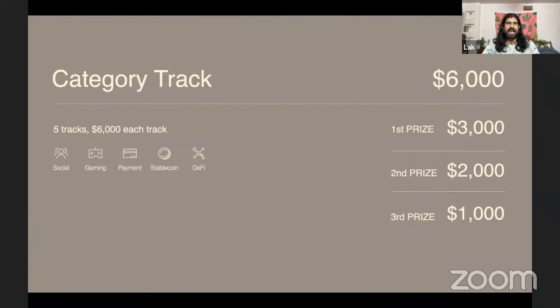So let's take a look at our category tracks. For each of the category tracks, there's 6K allocated in prizes. First prize will receive 3K, 2K for second, and 1K for third. There will also be travel grants, including accommodation, flights, and a network party for the first prize winner of the categories, and then the winners of all the main tracks. And that will be for 3 days and 2 nights in Vietnam.